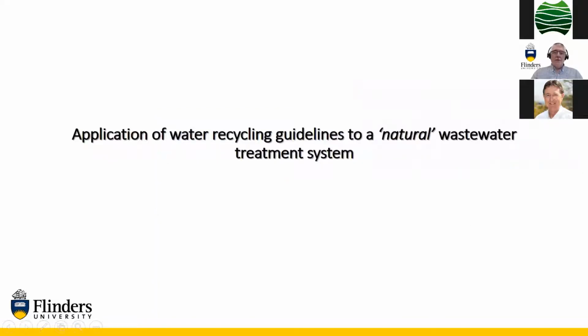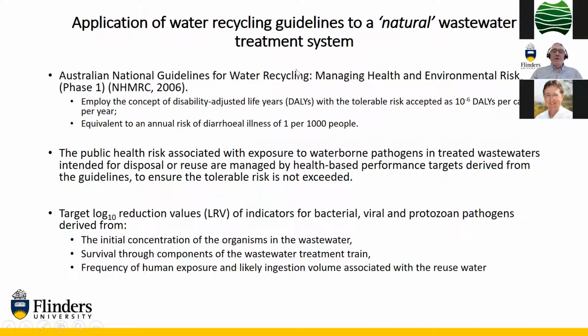So what we're going to talk about now is the application of these recycling guidelines to natural wastewater treatment systems. These guidelines have been applied in Australia through most of the large metropolitan activated sludge plants in the major capital cities, but there's been very little done on these natural systems, lagoon-based systems out in rural communities. And I think this is one of the first that have used these guidelines to enable the natural system to be validated.